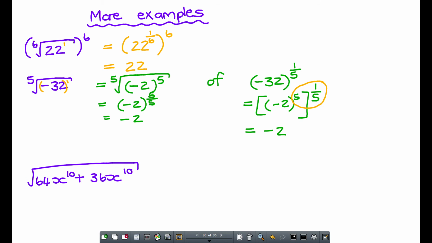Just remember, whenever you see a root and you want to write it in exponential form, the base stays the same, but your exponent becomes the inside exponent divided by the outside exponent.